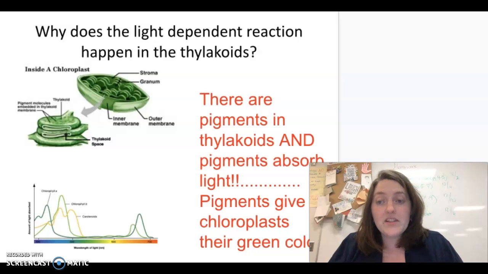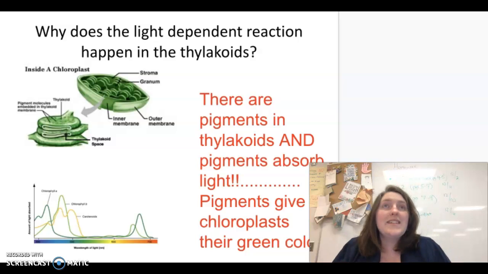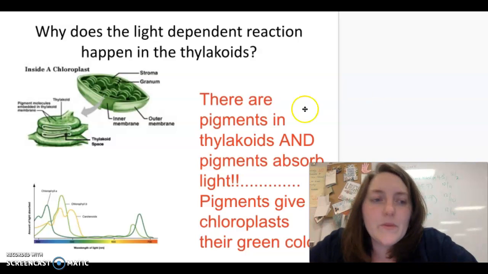Carotenoids soak up everything except for reds, oranges, purples, and yellows. So that's why in the fall, carotenoids are actually more prevalent. We see those colors because they soak up all the others and they bounce back those bright, vibrant colors.